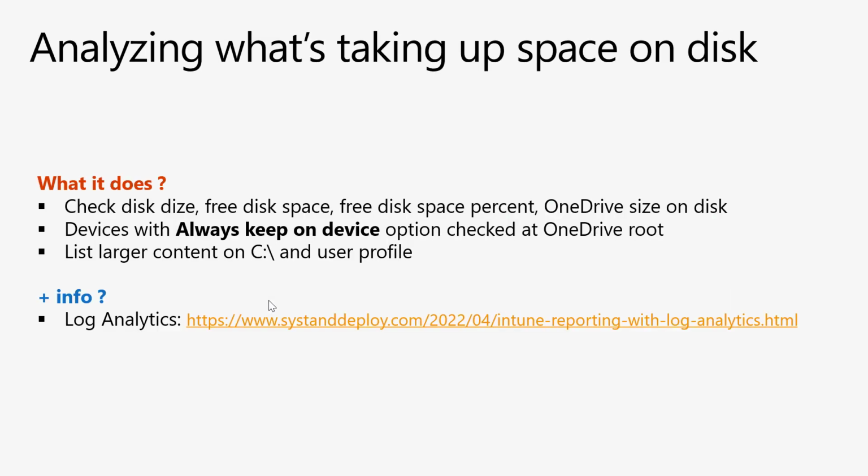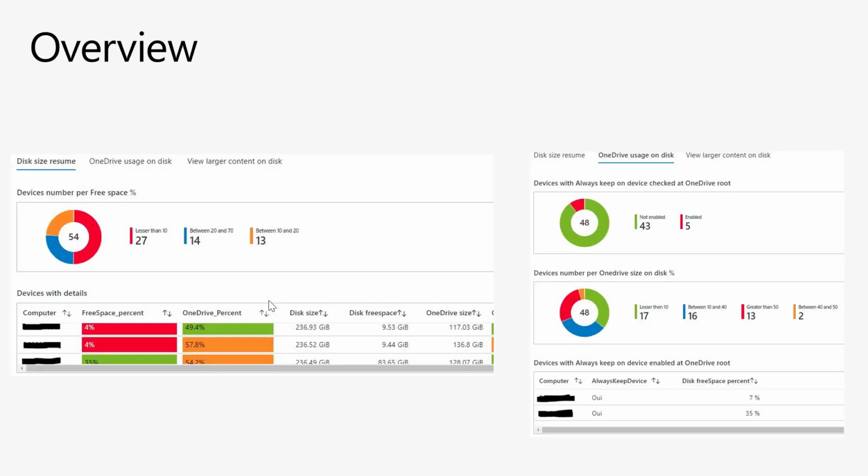Now, another example, a quick report allowing you to analyze what's taking up space on disk. It will check disk size, free disk space percent, OneDrive size on disk, what takes the largest content on your disk, user profile, etc. You can find the Log Analytics report on my blog and a quick overview there.